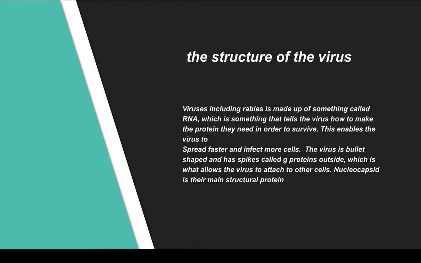The structure of the virus. Viruses, including rabies, are made up of something called RNA, which tells the virus how to make the proteins they need in order to survive. This enables the virus to spread faster and infect more cells. The virus is bullet-shaped and has spikes called G protein on the outside, allowing the virus to attach itself to other cells. Nucleocapsid is their main structural protein.